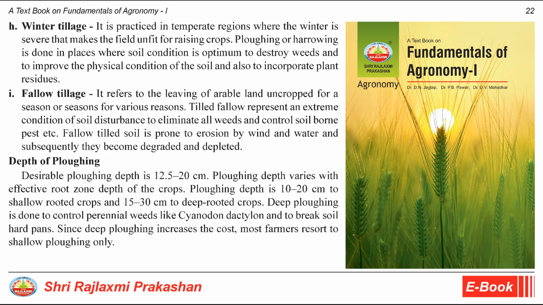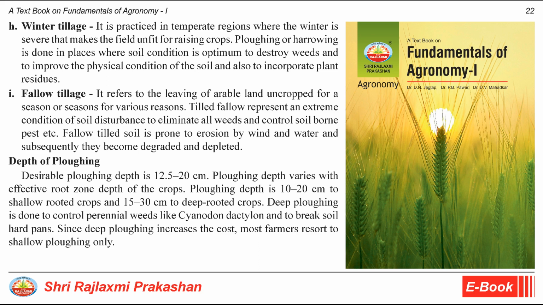Point H. Winter tillage. It is practiced in temperate regions where the winter is severe that makes the field unfit for raising crops. Plowing or harrowing is done in places where soil condition is optimum to destroy weeds and to improve the physical condition of the soil and also to incorporate plant residues.